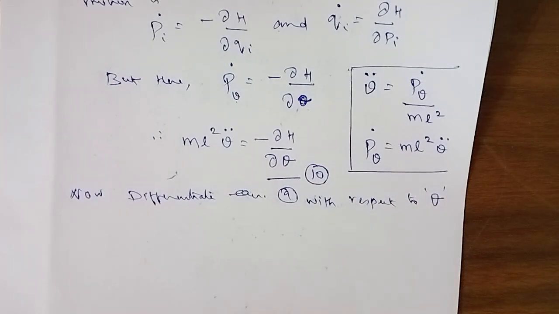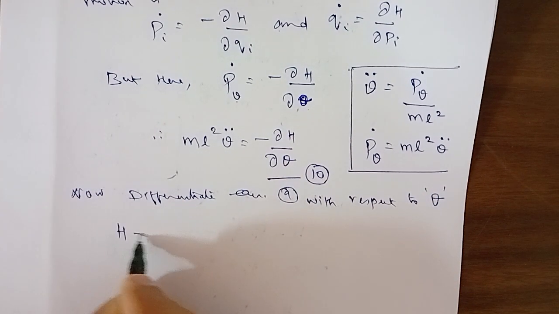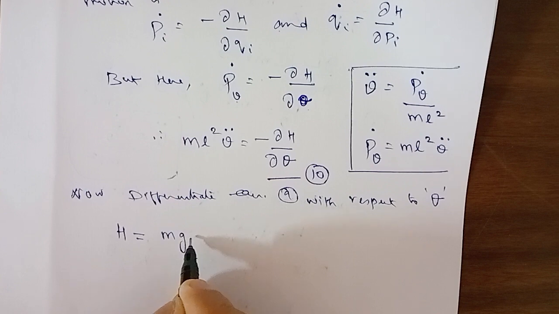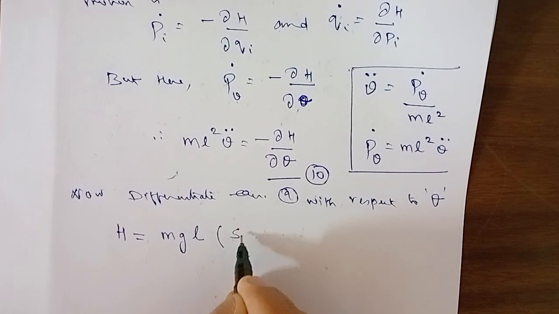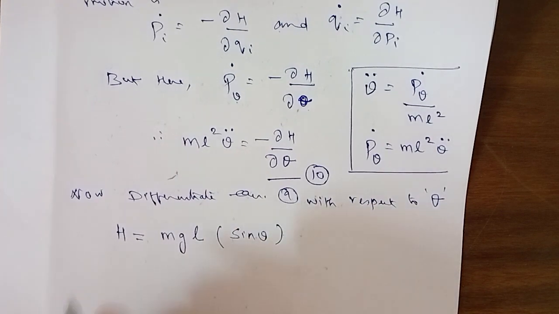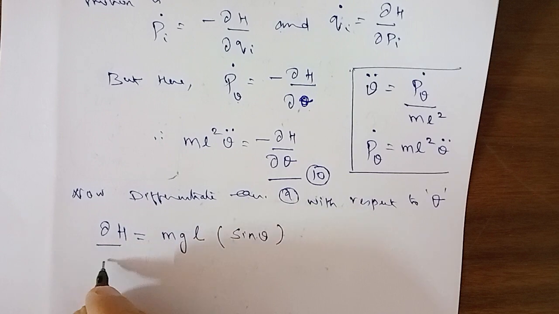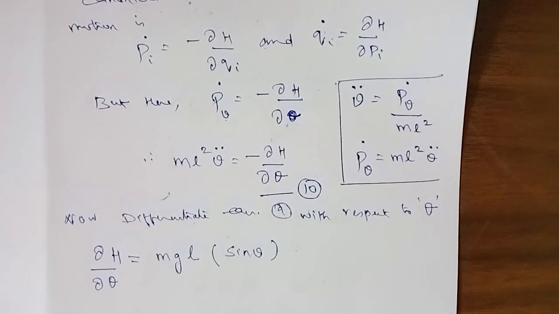When you look at equation number 9, the first term has no theta, therefore that term becomes 0. The remaining term is mgl times (1 minus cos theta), and minus cos theta is differentiated as sin theta. Therefore dou h by dou theta is equal to mgl sin theta.